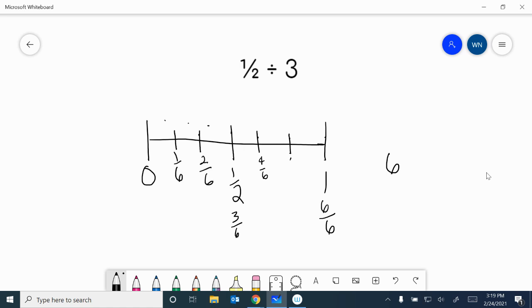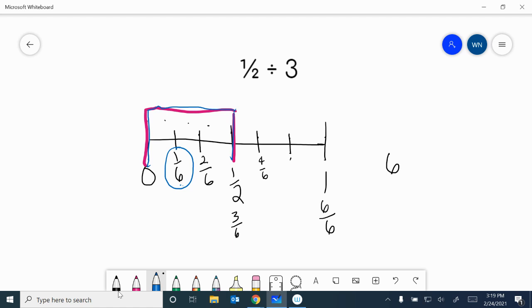So if I take a look at my 1/2, remember we're focusing in on this 1/2 part, then I can tell that I divided it into 3 parts, and each of those parts is 1/6. So my answer to 1/2 divided by 3 is going to be 1/6, because I took my 1/2 and divided it into 3 parts, and one of those parts equals 1/6.